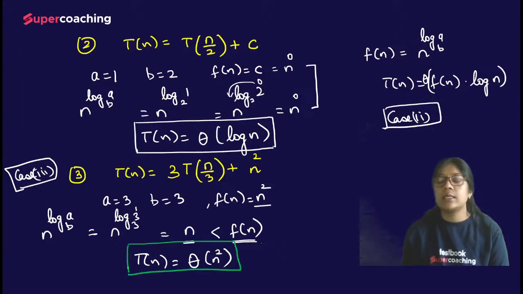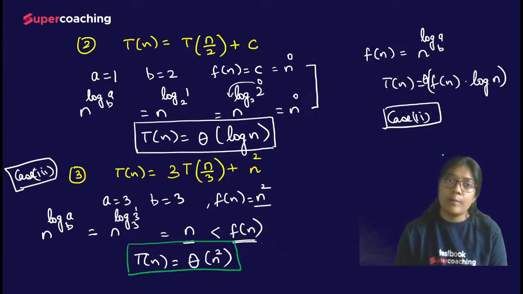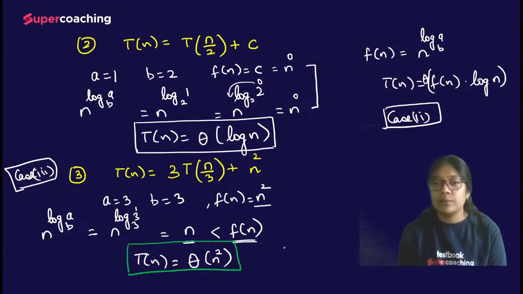Anyone having any doubt in any of the cases of the basic master's theorem? Because for the extended version, we will expand these cases and go into more details. So guys, quickly give me the confirmation if all the 3 cases of the basic master's theorem are clear. Here we have taken the example when f of n is greater than n raised to power log a with base b.